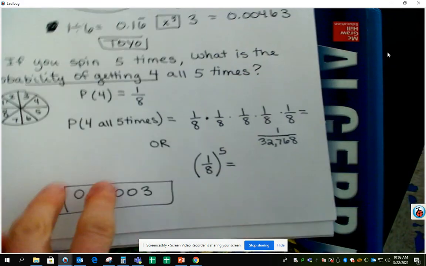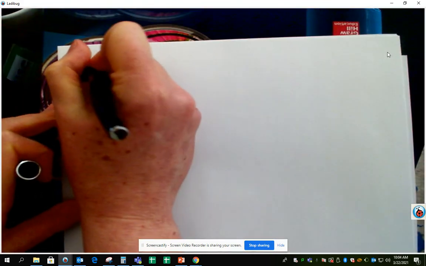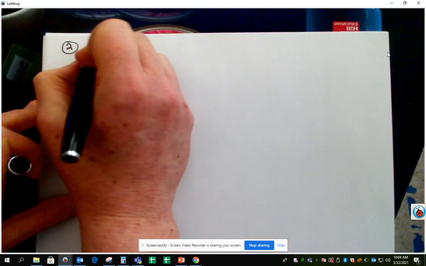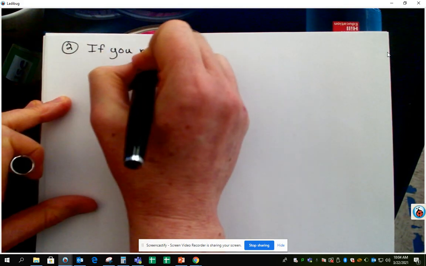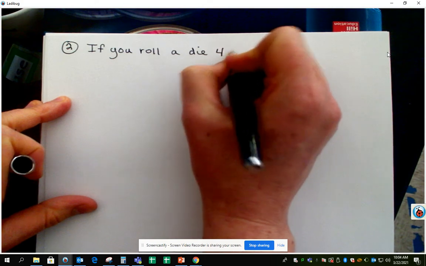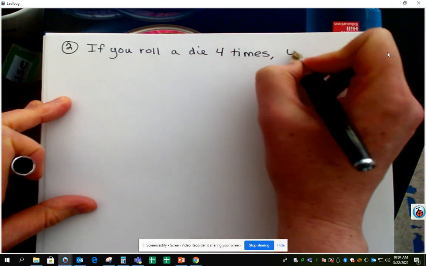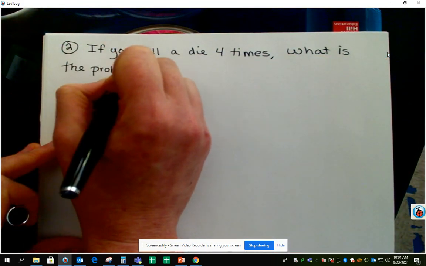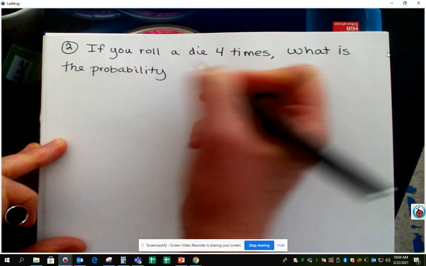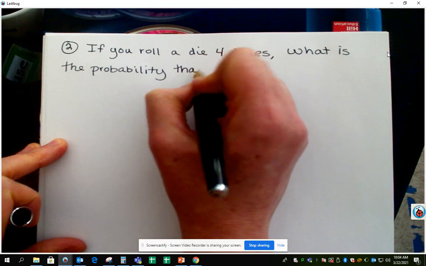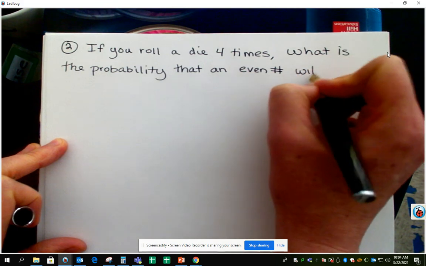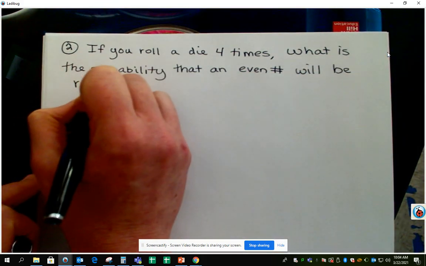All right, let's do one more. If you roll a die 4 times, what is the probability that an even number will be rolled all 4 times?